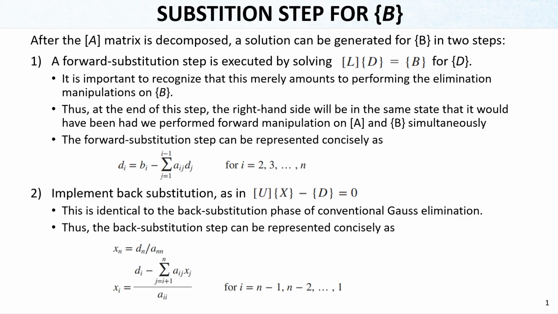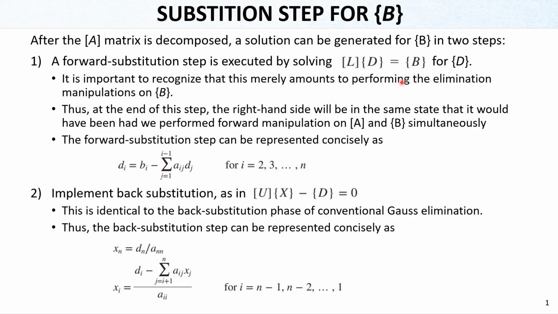After the LU decomposition, the next step is the substitution step for solving B, actually. So for that, once we decompose the matrix A, we will generate a solution for B in two steps. We will use these two steps, a forward substitution step, then a back substitution. In the forward substitution, we will be using L times D equals B. This L was found from A with the LU decomposition.